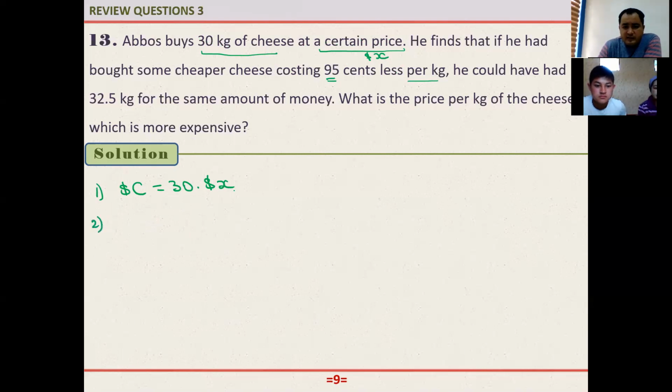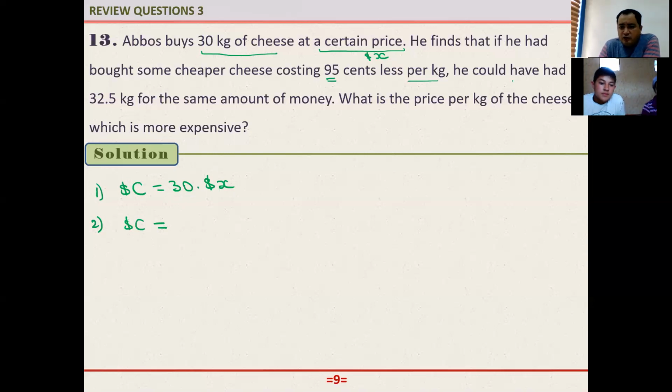In the second part, it says that he finds that if he had bought some cheaper cheese costing 95 cents less per kg, he could have had 32.5 kg for the same amount of money. So he is spending the same amount of money. This total cost is not changing. Still, he must spend the same amount of money, but this time the cheese is cheaper than the previous one. And when it is cheaper, we can buy more because these two things are inversely proportional to each other. If the price is cheaper, we can buy more. If it is expensive, we can buy less. So this part is not changing.